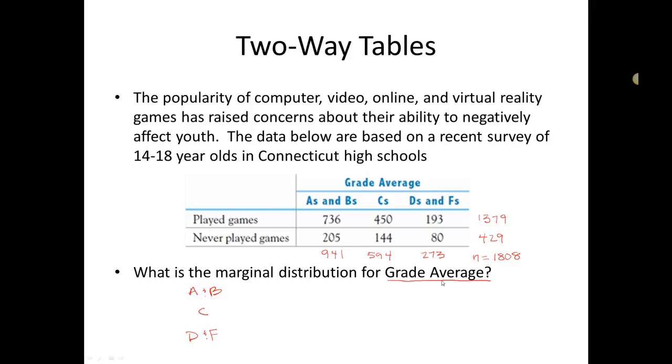When we're finding marginal distributions, our denominator is always n, the overall table total. And our numerator is going to be either the row or column total that's associated with the category that we're looking at. In this case, the variable we're looking at is in the columns, so I'm going to be using these column totals as my numerators for calculating the percents of this marginal distribution. For the first one, A's and B's, there were 941 students that received A's and B's out of 1808 total. That gives me a value of 0.5205, or 52.05%.